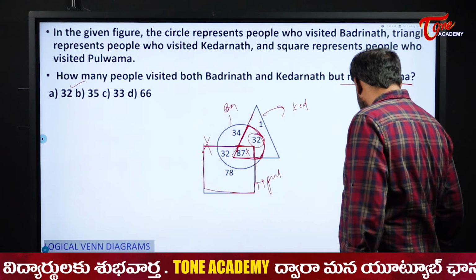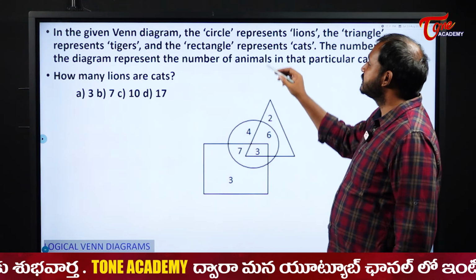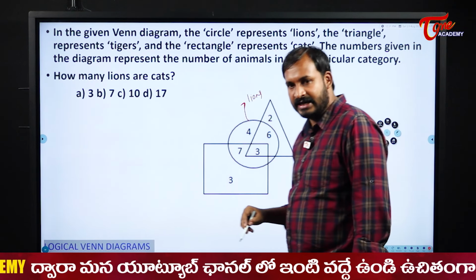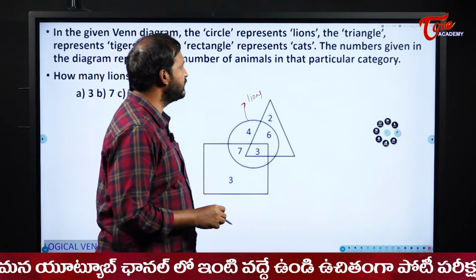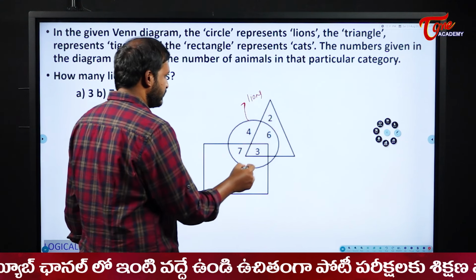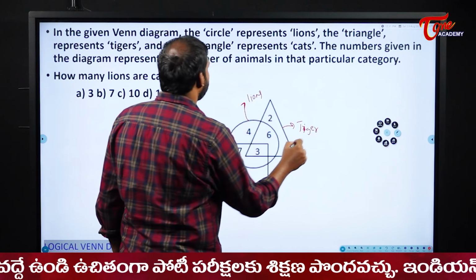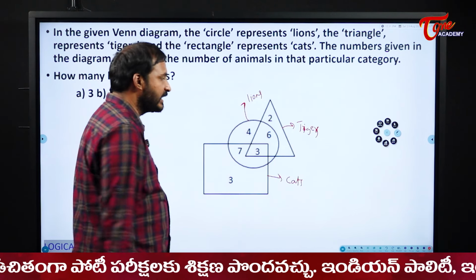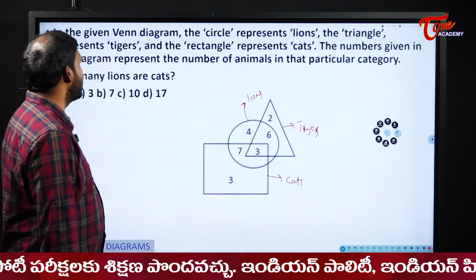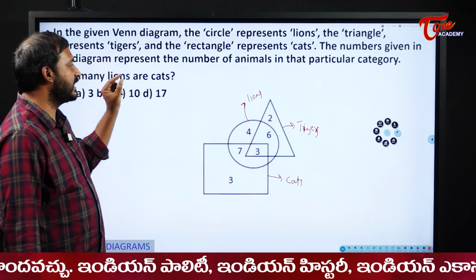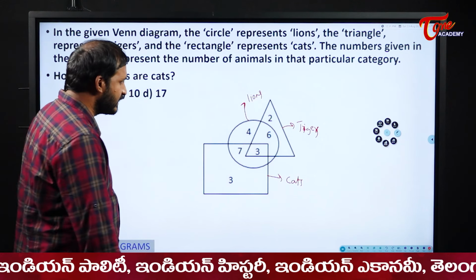Right? Next one. Here the circle represents the lions. Next, the triangle represents tigers, and the rectangle represents cats. The number given in the diagram represents the number of animals in the particular category. Okay, fine. How many lions are cats?